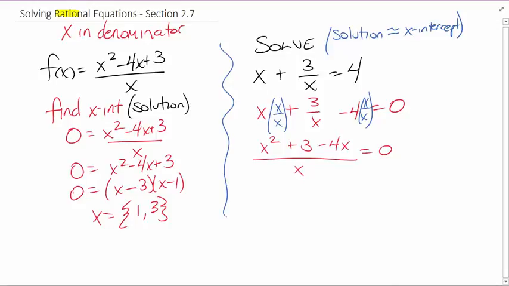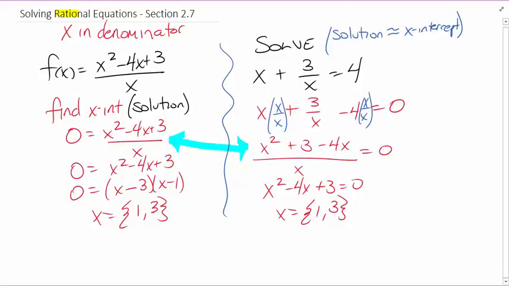That equals 0. Now all of a sudden we see a problem very similar to where we were in solving for the x-intercepts. We can multiply the x over. If we multiply the x over and reorganize the numerator, if we factor and solve, we would get two solutions of 1 and 3.